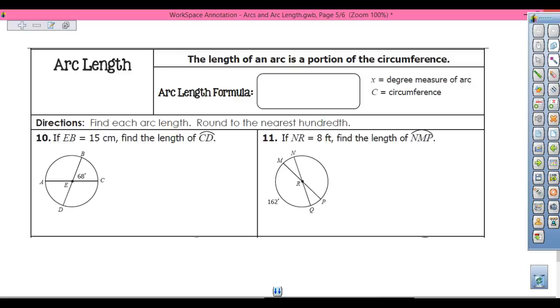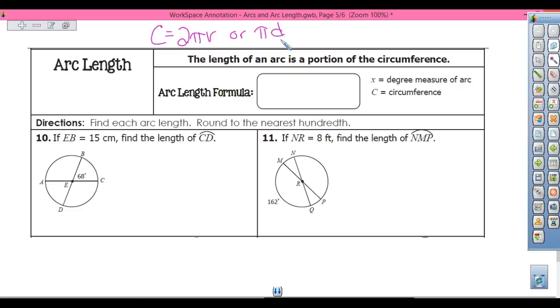Okay, so flip the page, go down to the part that says arc length. Okay, arc length is a portion of the circumference. Okay, how do I find the circumference of the circle? 2 pi r or pi d, right? Diameter times pi. Either one, because 2r is the diameter.